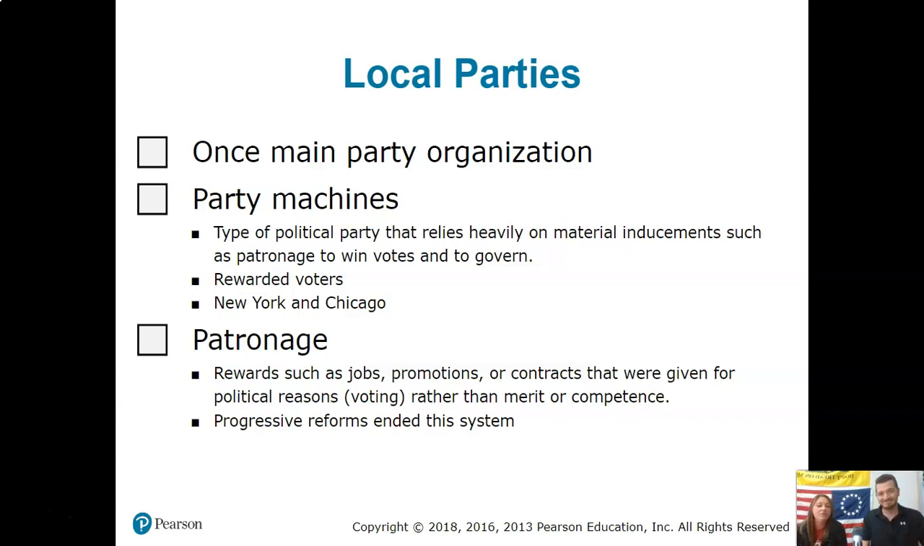So anyway, we eventually get to the point where we have these party machines, the type of political party that relies heavily on material inducements. Yeah, like favors. Such as patronage to win votes to govern. It rewarded voters, and this happens in New York and Chicago. This is really getting into a lot of American history. I can help you out with that, which is where you're more geared towards.